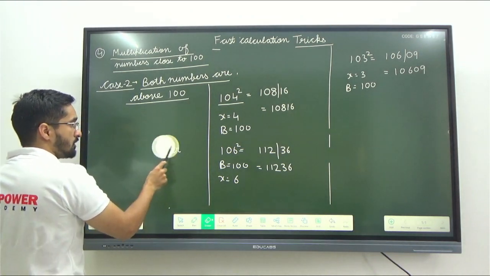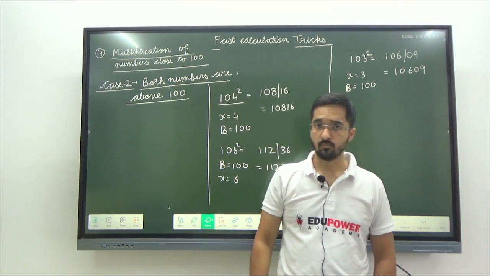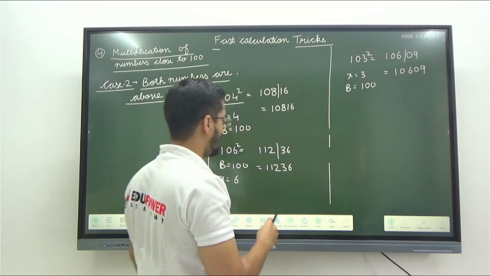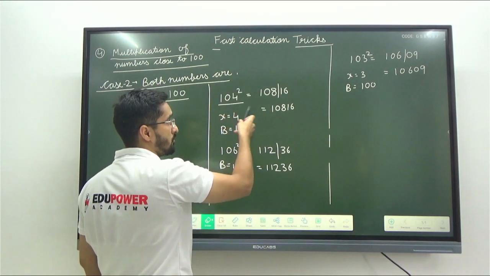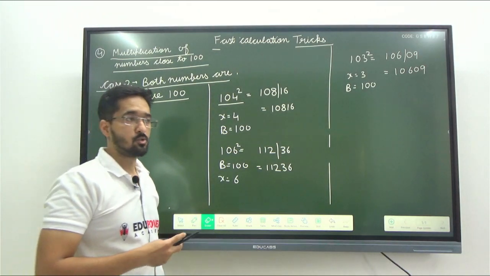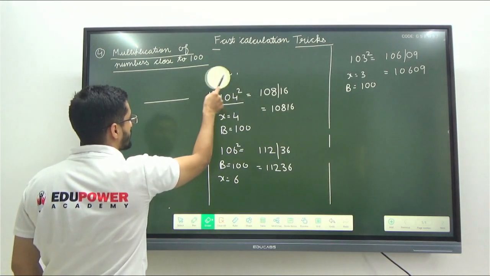So, when is this trick going to be helpful? When you find compound interest, in compound interest you need to do such kinds of calculations, right. You do 104 square, 103 square, 106 square. So, this trick will be extremely helpful for you in those types of questions.